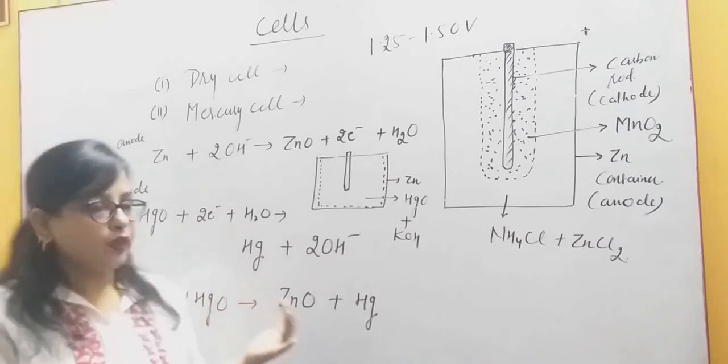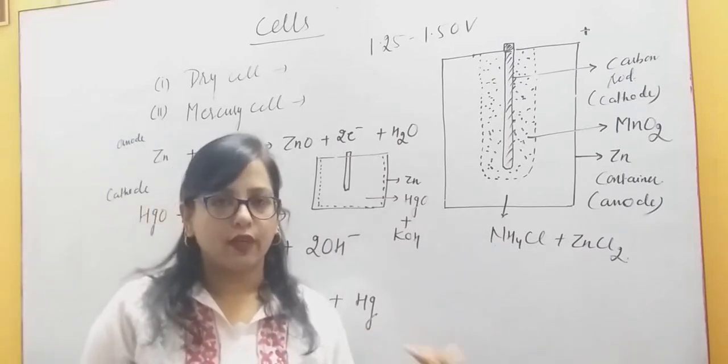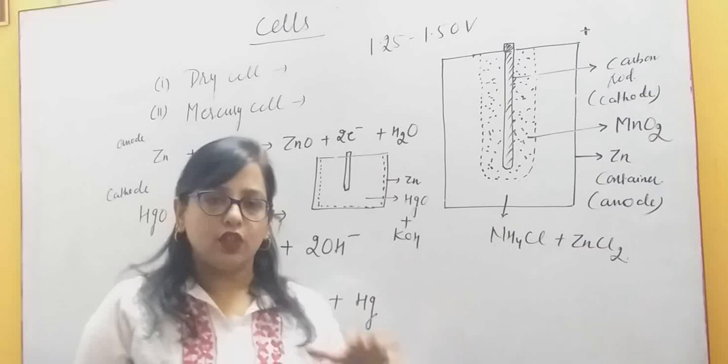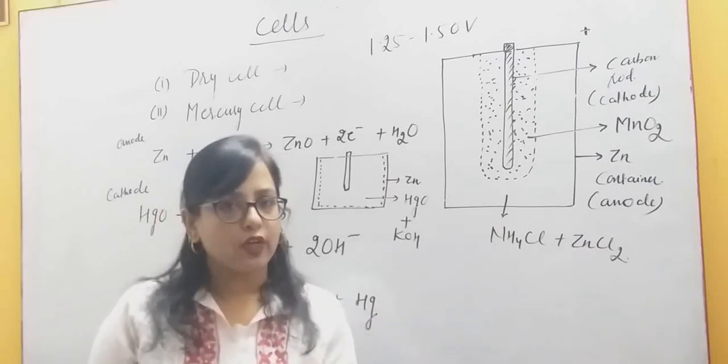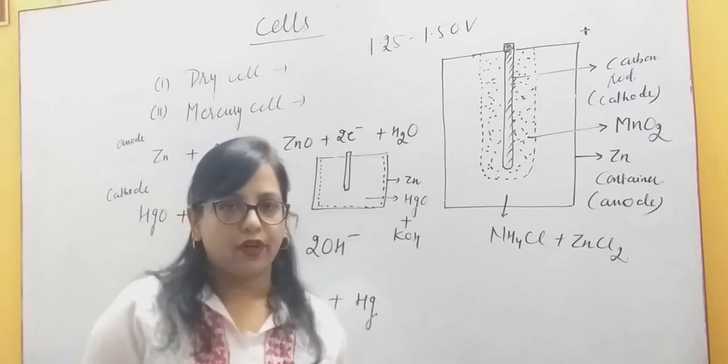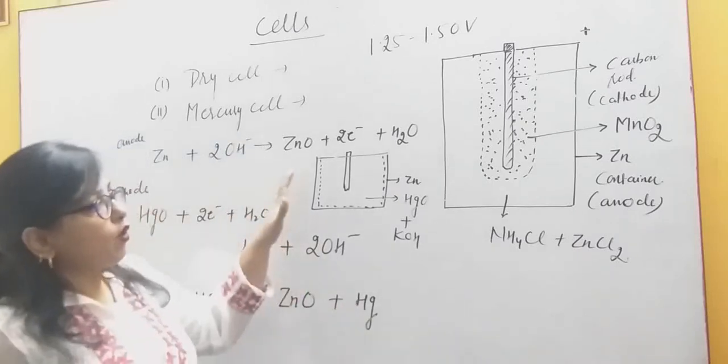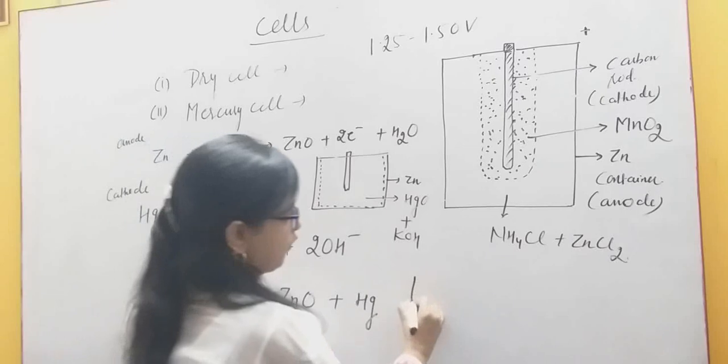So zinc reacts with OH- ion to form Zn2+. It removes 2 electrons. These 2 electrons migrate to HgO, and HgO gains 2 electrons and is converted into mercury. So this cell has a constant potential of 1.35 volt.